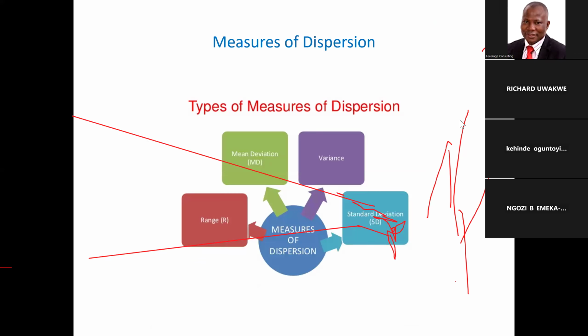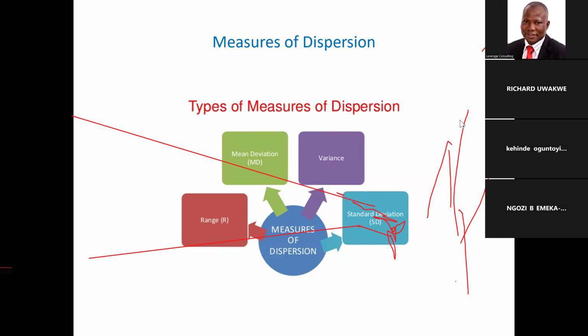So we have talked about the measures of central tendency, or what we call the measures of location. Now, let's talk about measures of dispersion. Under this category, you have range, mean deviation, variance, standard deviation. We still have the interquartile range, but we'll talk about it later.